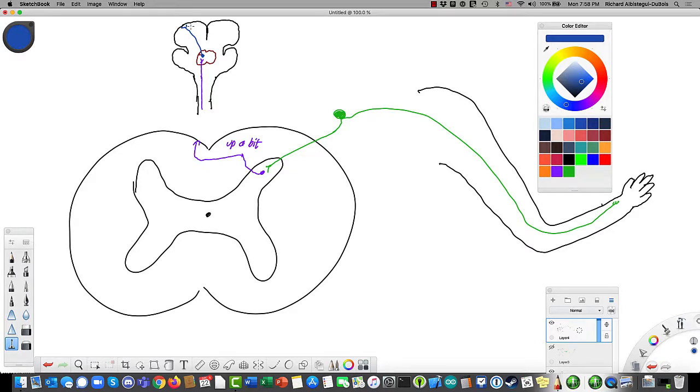So a similar pattern, except that rather than the primary neuron synapsing in the medulla, instead it synapses here in the dorsal horn. The secondary neuron goes up a few levels, crosses over, and then goes to the thalamus. In both cases, the third step is from thalamus to cortex. So those are just two different somatic afferent pathways that you might see.